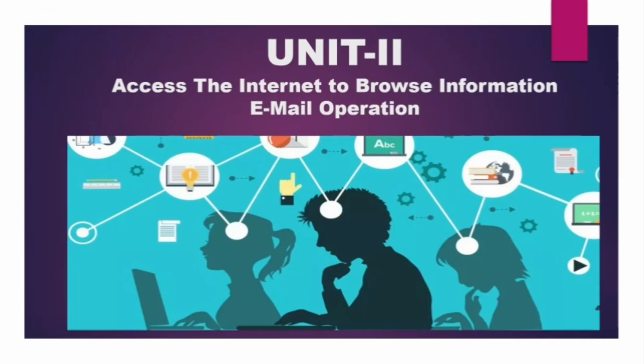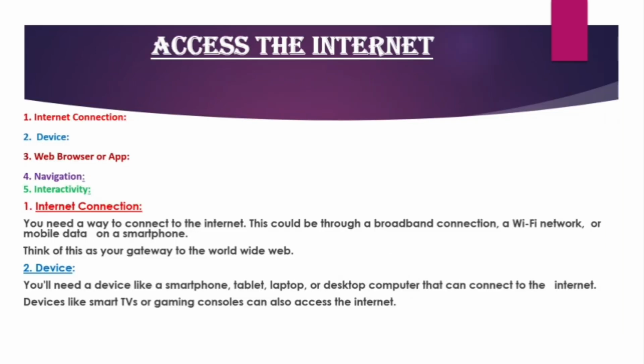Unit 2. Access the Internet to browse information. Email operation. Access the Internet. This is divided into 5 types. They are 1. Internet connection. 2. Device. 3. Web browser or app. 4. Navigation. 5. Interactivity. These are further explained by each.